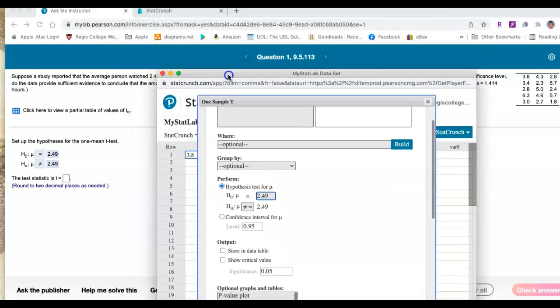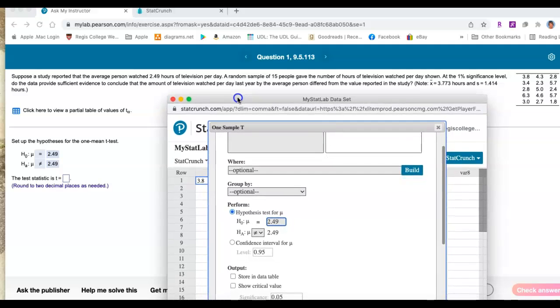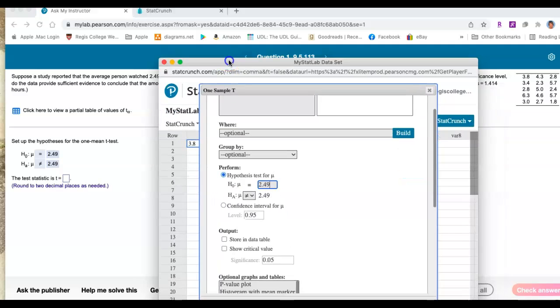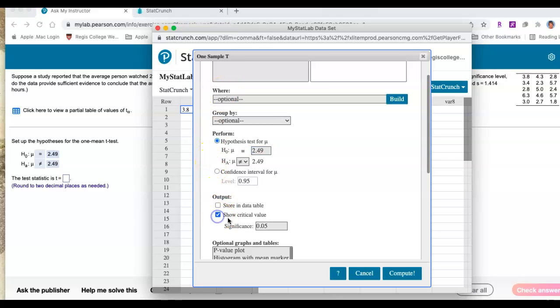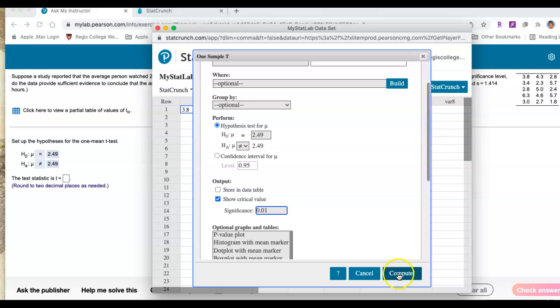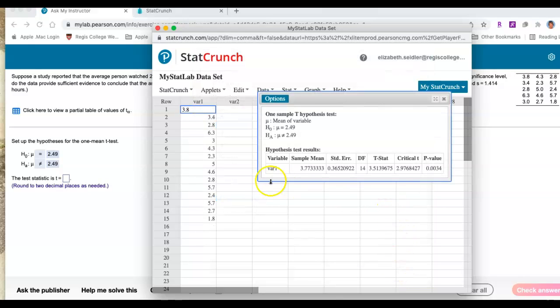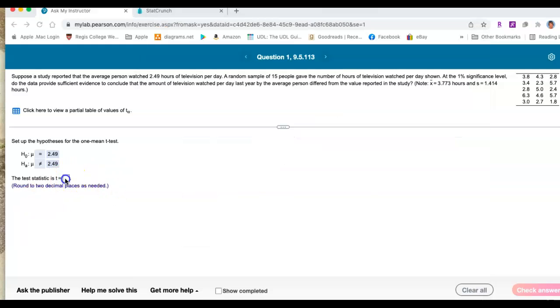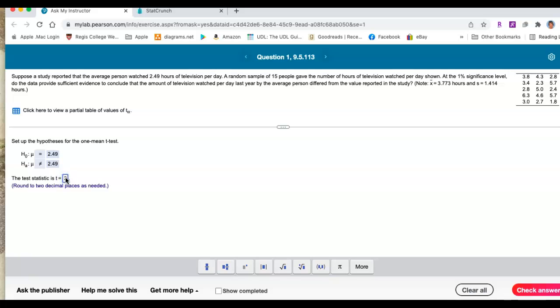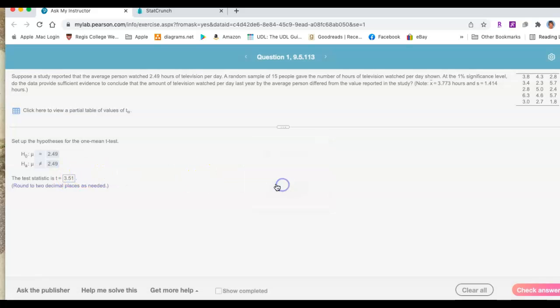The significance level is 1%. So I'm going to show my critical value here as 0.01 and hit compute. Okay, so now it wants to know what the test statistic is, which is given right here, and round it to 2 decimal places. So it's 3.51. And we got that one.